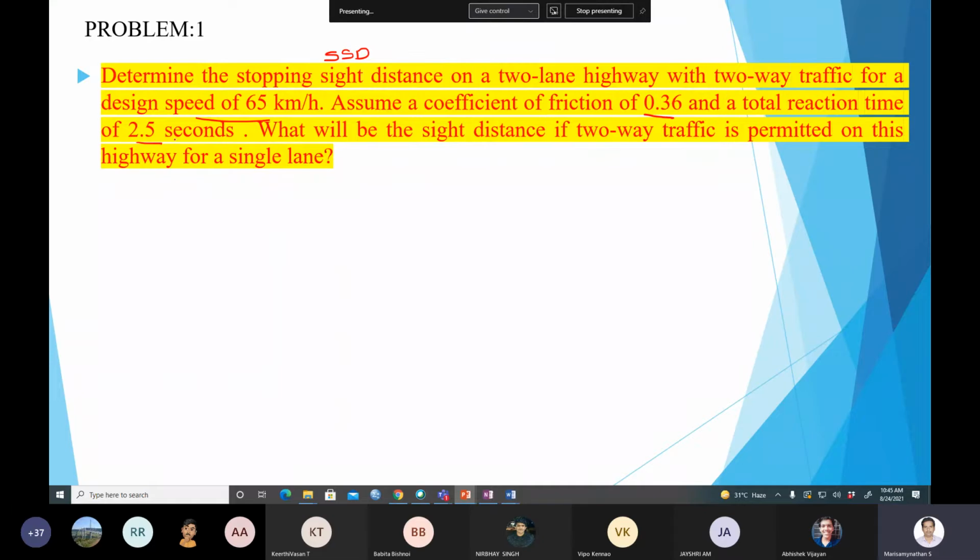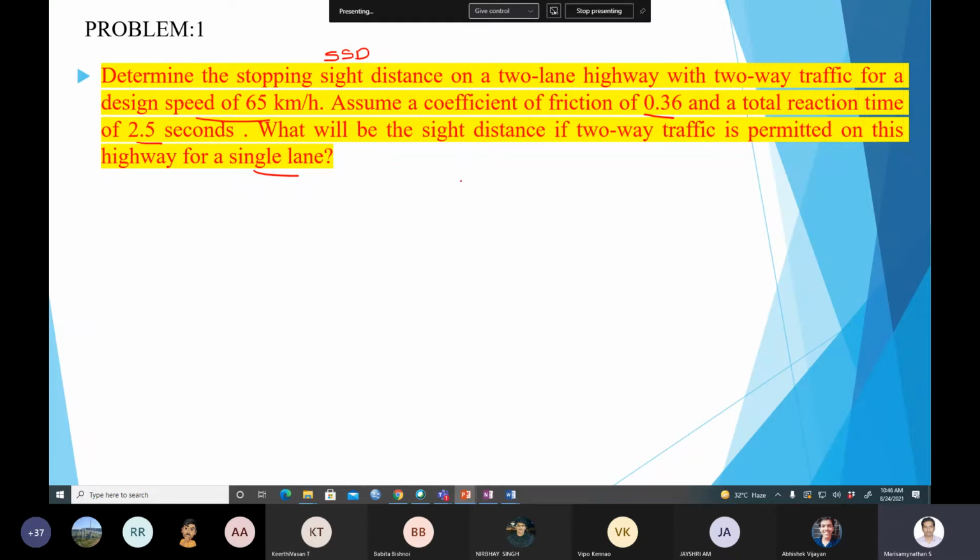Again, it is given. If it is not given, you have to assume the maximum coefficient value of 0.35 and t as 2.5 seconds. What will be the sight distance if two-way traffic is permitted on this highway for a single lane? So this is what they have given. They gave the parameters and are asking for the stopping sight distance for the single lane, for two-way traffic, which means there is no median.